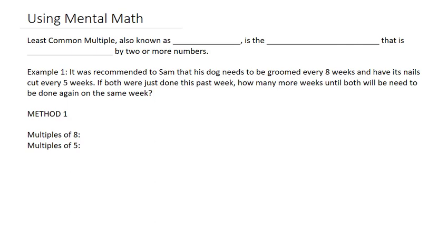Using mental math. So the least common multiple, which is also known as the LCM, is the smallest multiple that is shared by two or more numbers. So let's look at example 1.